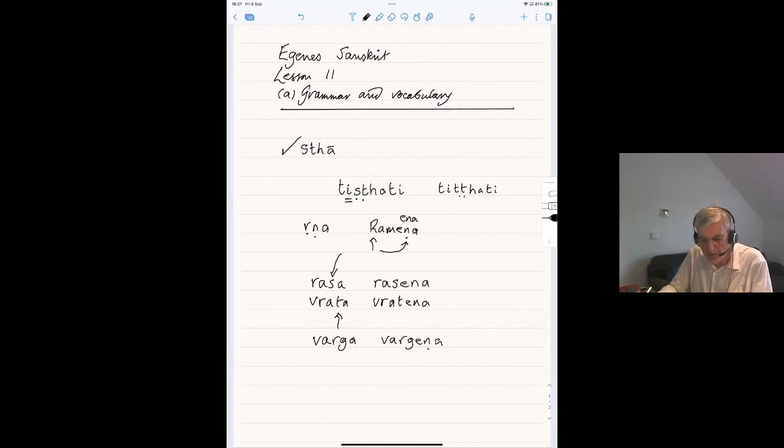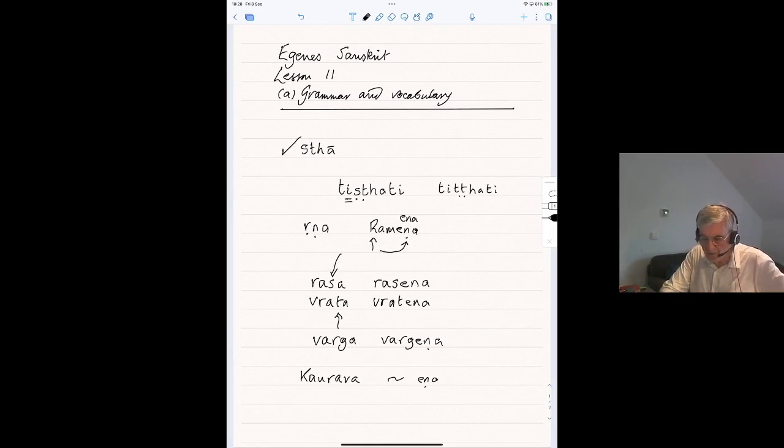Whereas, the same applies to the final varga, the pa, pha, ba, bha, ma, and va. If any of those intervene, then that will not block the effect. Let me give you an example here. For example, the name Kaurava will make its instrumental in Kauravena because the v has not required a change in the tip of the tongue.